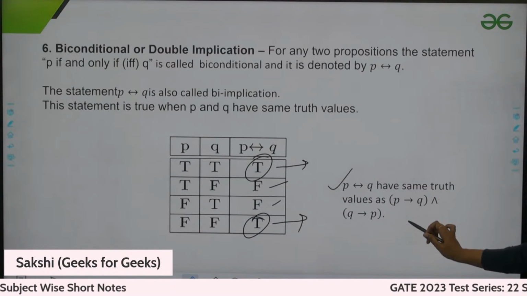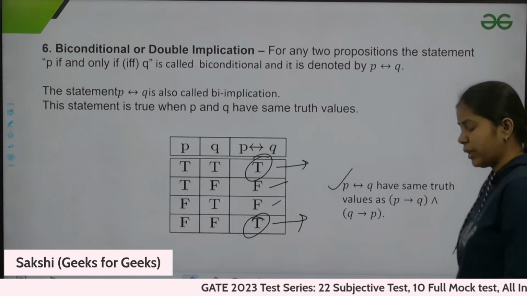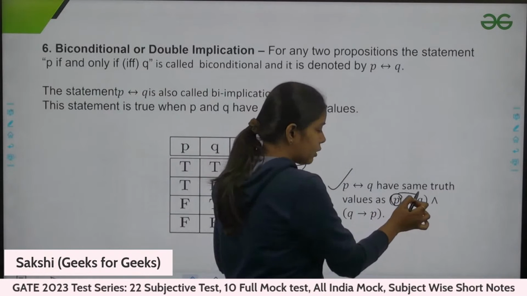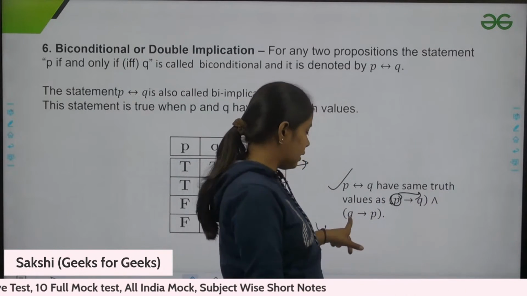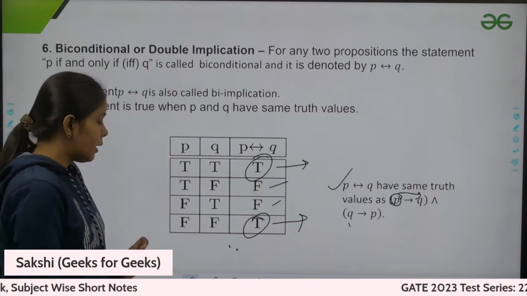P if and only if Q has the same truth value as P implication Q and Q implication P. Right? What does it mean? That if P is happening, then Q is happening. If P, then Q, and Q if P, and if Q, then P. Right? And we can check this using a truth table.